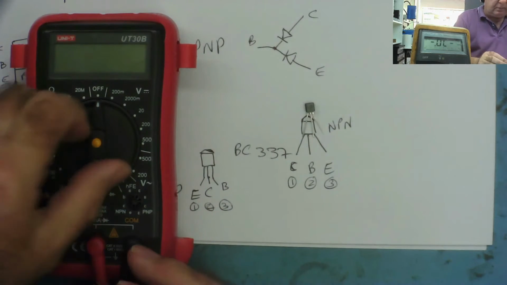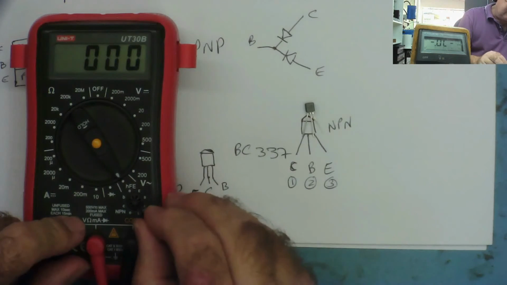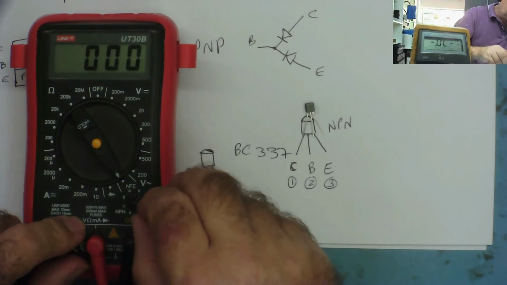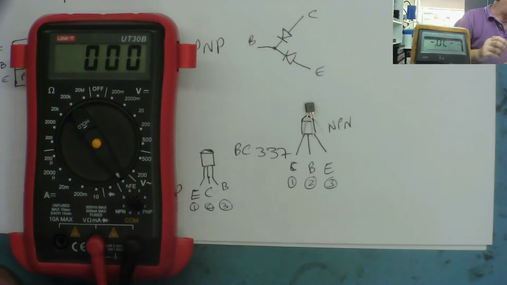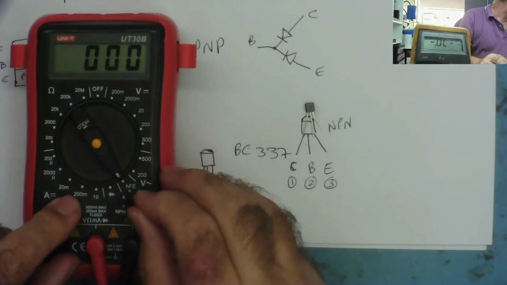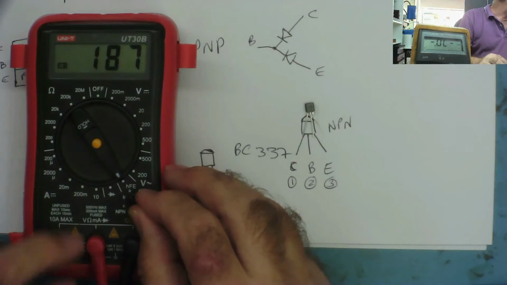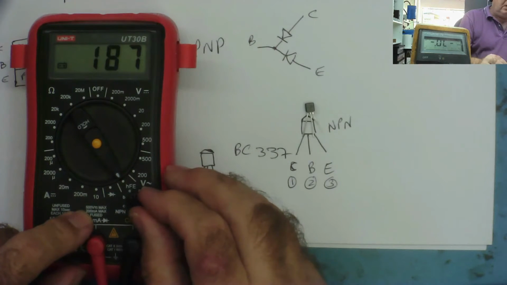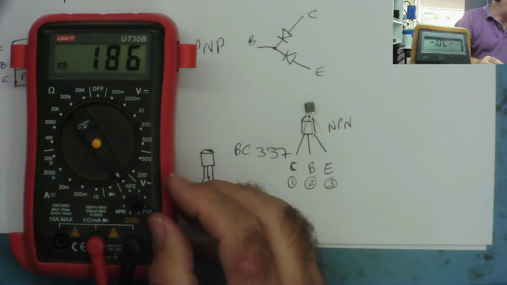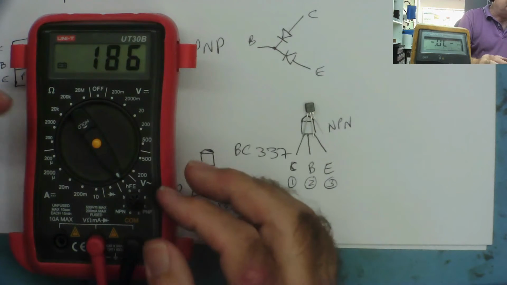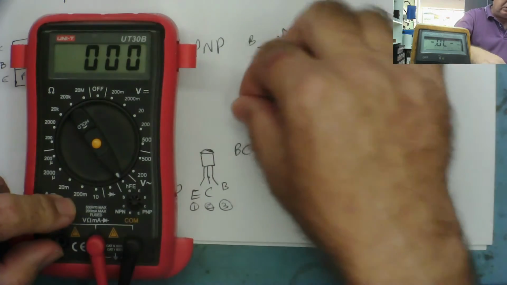We'll set the meter to gain, HFE, and this will measure the gain of the transistor. 188. I lost the connection. It's a bit of a dodgy connection on this meter with the transistor. 187. So we know the transistor's working and we know it has gain. We don't actually know if the gain's correct, but we can go to the data sheet and look for the minimum, maximum, typical gain and decide if that transistor is actually correct. Let's have a look at the other one, the NPN one.